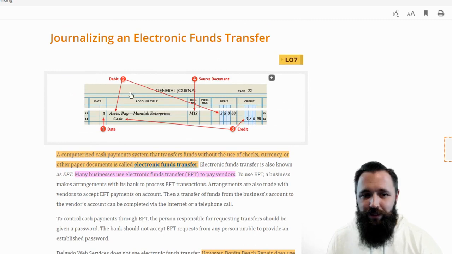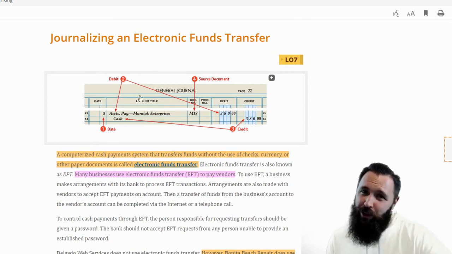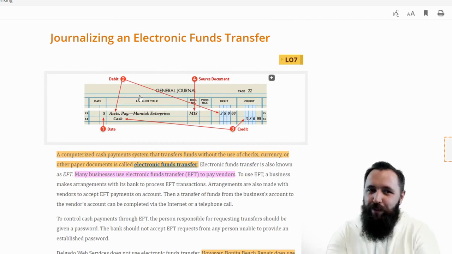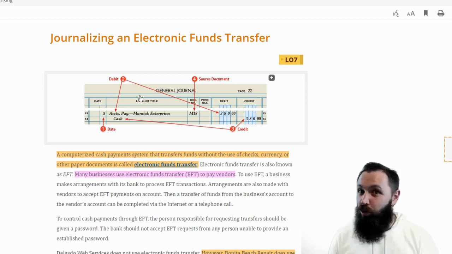So when we look at this, we're using accounts payable. Would we have to use accounts payable? Well, here we're paying cash on account, so we do. But could we still pay something with an EFT transfer right away? Yeah, we could. It's a possibility.